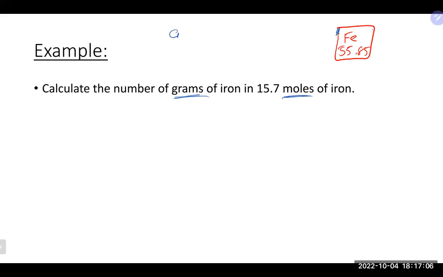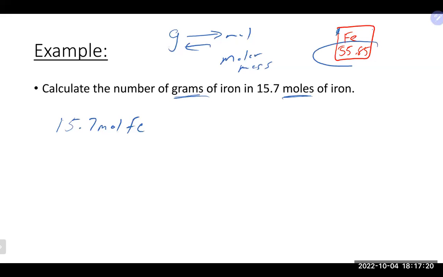Remember, pretty much our conversion factor from grams to moles and backwards is the molar mass that we get from the periodic table. So we will take 15.7 moles of iron. We will use our molar mass here that we can pull off the periodic table, and that means 55.85 grams per mole. Or again, you can use it in sort of the opposite fashion if you're doing a little dimensional analysis.